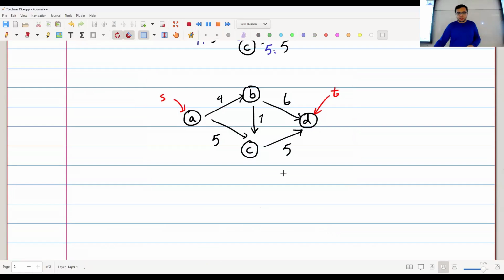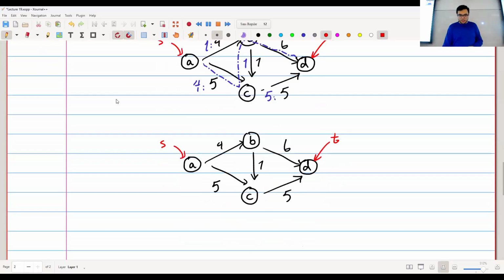Right? So now, when I first send some flow, let's say, 1 unit of flow along this path, what does that mean? This means that I'm sending 1 unit of flow from A to B. So basically, F of AB is 1, right? But by definition, that means that F of BA is -1.